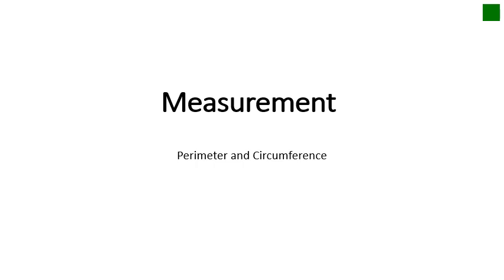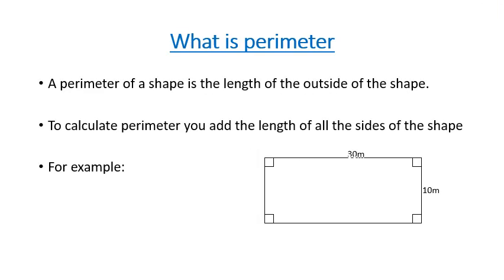This video tutorial looks at the mathematical strand of measurement, and more specifically we focus on perimeter and circumference. Okay, so what is perimeter? Well, essentially the perimeter is the length of the outside of the shape. So the length all the way around, and to calculate this, you simply add the different lengths until you get back to where you started from.